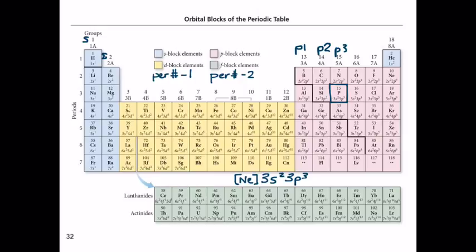If I need to write the whole thing, this is 1s, there's 2. So 1s2, and then this is 2, this is the p, this is s, 2s2. And then we come over here, this is 2p, there's 6 there. I come over here, 3s2, and I continue on, and it's going to be a long day. 3p3. Isn't that easier?